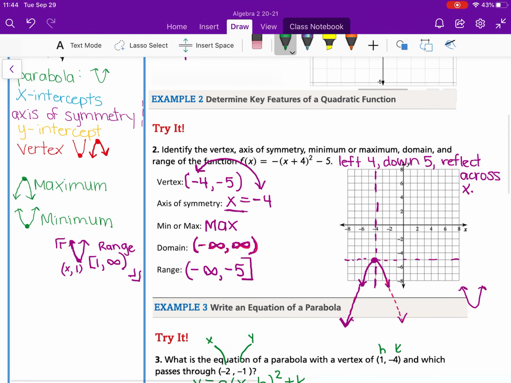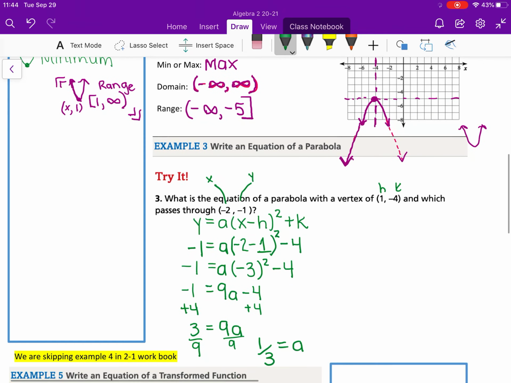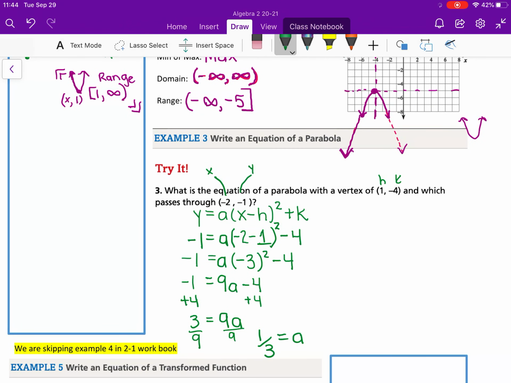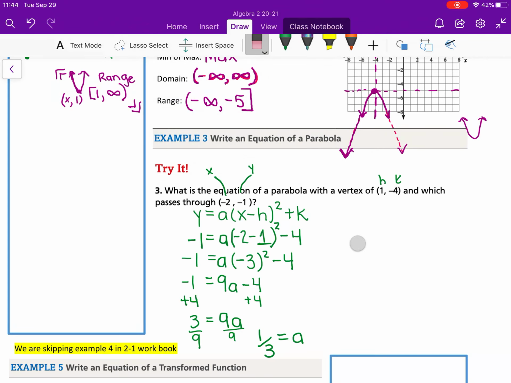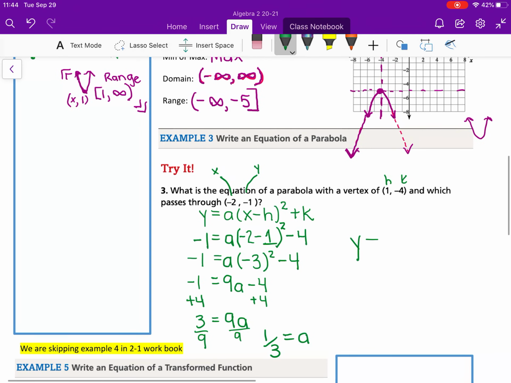Now we're ready to put all of that together into a vertex form. So what is vertex form? I want my final answer to look like this one from our last example. Okay. I have enough information here to do that. So f of x equals, or if you don't like f of x, because you're like, what is that? That's confusing. All right, let's not use it.